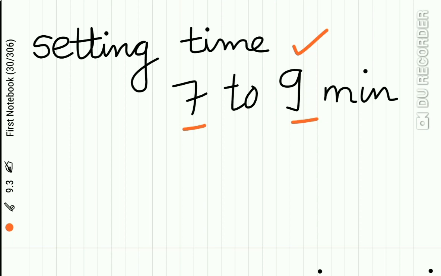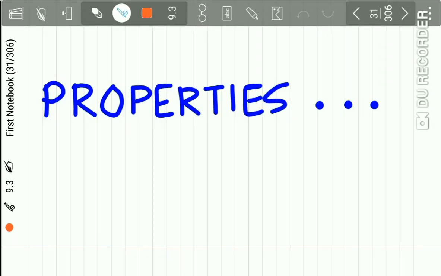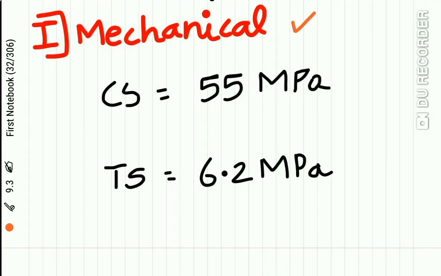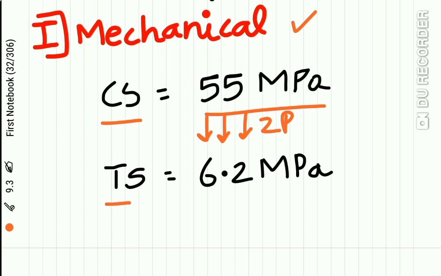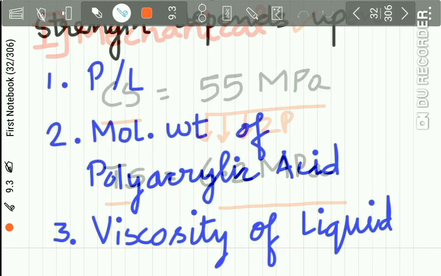This setting time can be increased by cooling the glass slab, and it also depends upon the method by which the powder and liquid are manufactured. Now the properties of the cement. The mechanical properties: the compressive strength of polycarboxylate cement is 55 MPa, which is less than the zinc phosphate cement, and the tensile strength is 6.2 MPa, which is a little higher than the zinc phosphate cement.